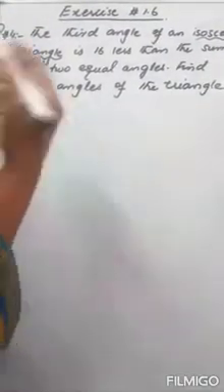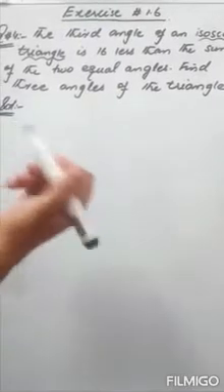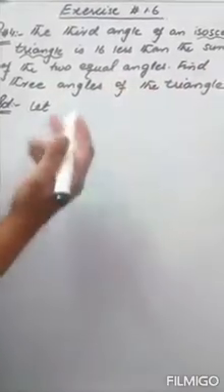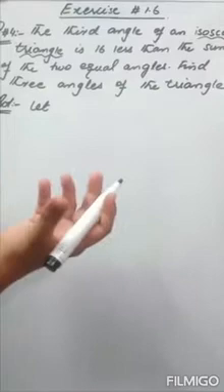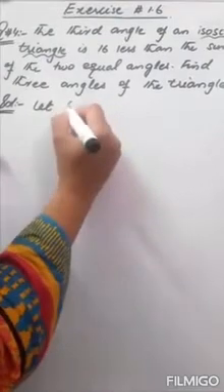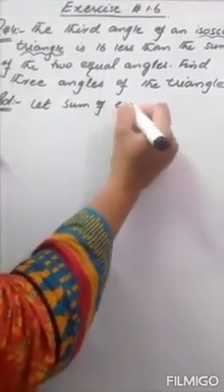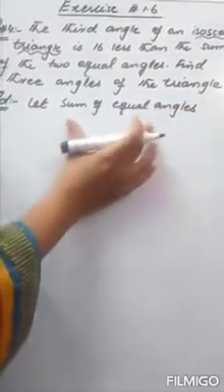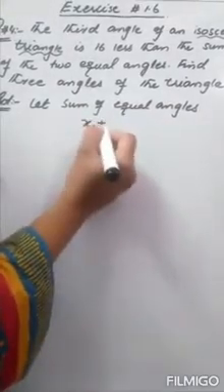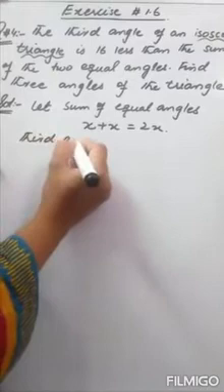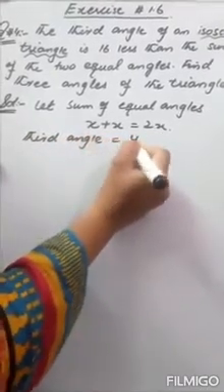Okay, first of all, obviously the angles are unknown, so we will suppose them. Let the two equal angles be such that if I suppose one angle is equal to x, obviously the other angle will also be equal to x. So the sum of the equal angles will be x plus x, which is equal to 2x. Now I suppose the third angle is equal to y.